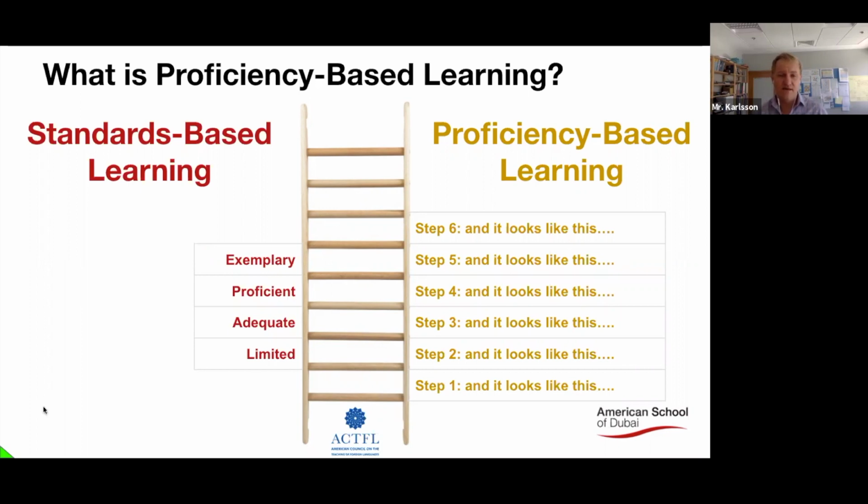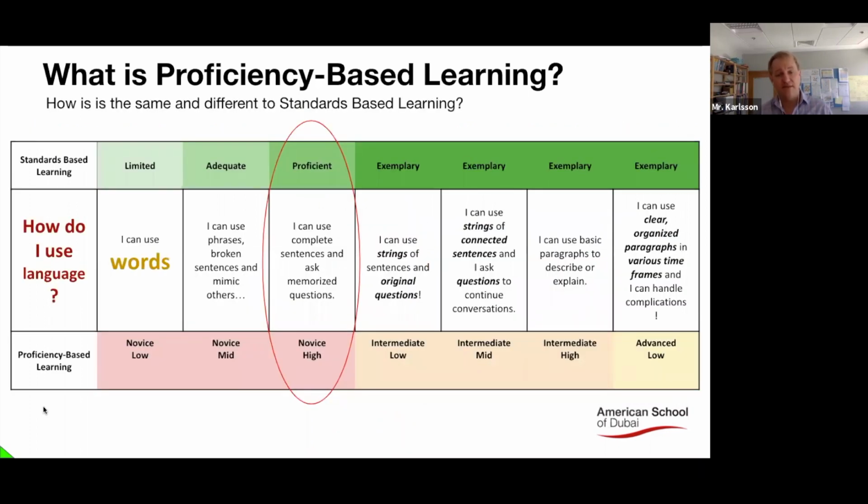If you could go to the next slide. So let's say that your child is in a novice high class this year. So the target, if you look up above, in a standards-based system, to get proficient, that child would have to use complete sentences and be able to use memorized questions. So how old are you? What is the weather like? You can learn those sentences and you can parrot those back. And you're starting to use complete sentences. If you're able to do that right now, we say that that's proficient if you're in a novice high class.